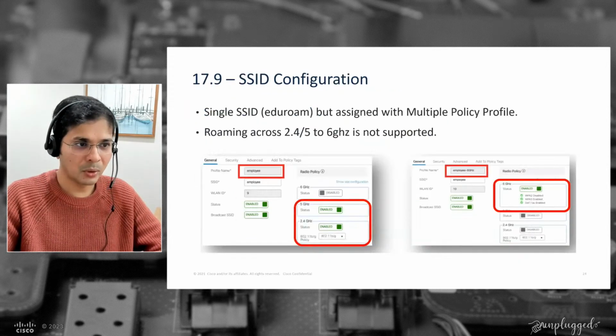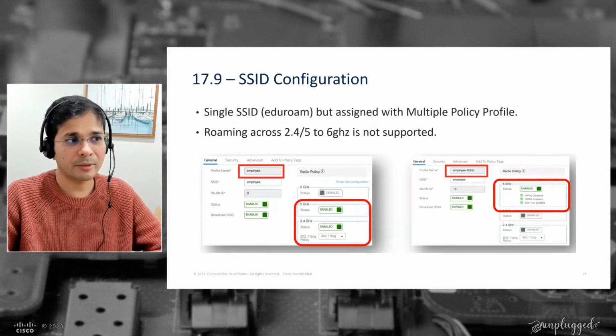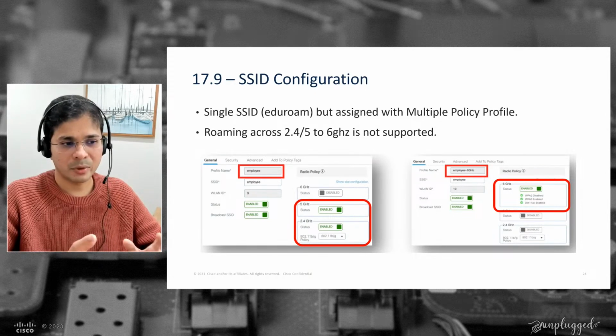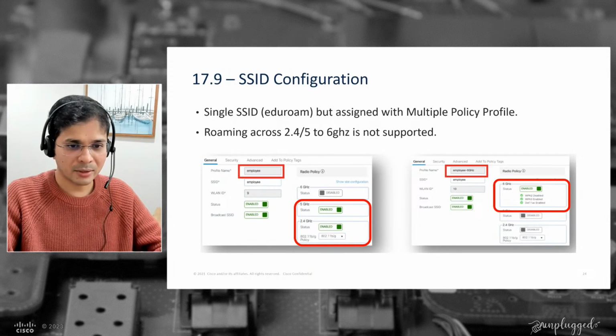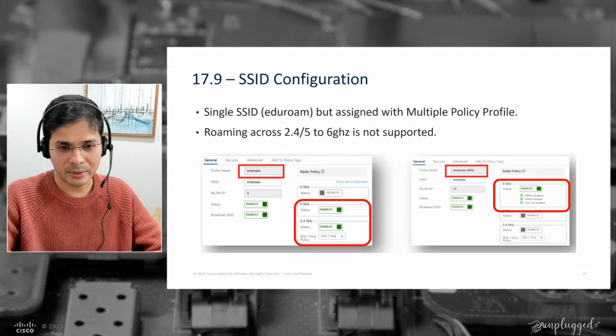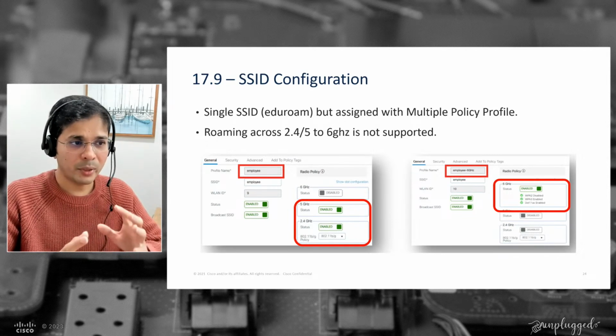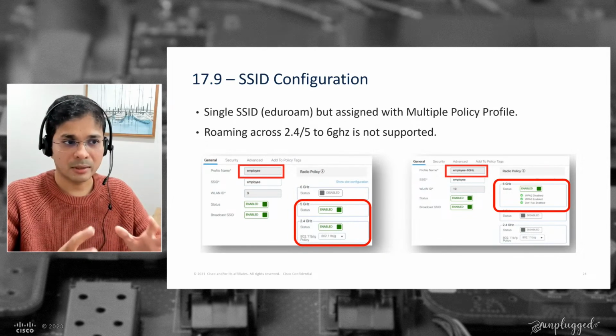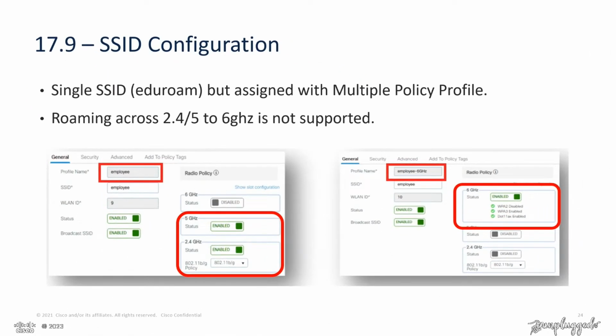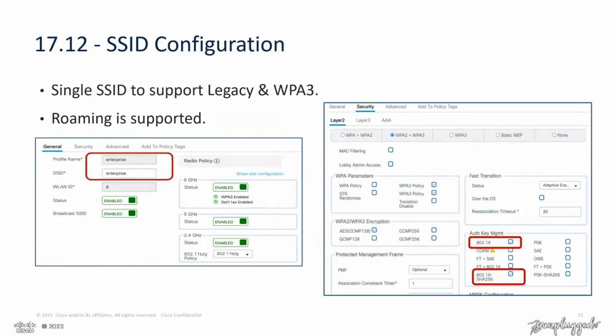As I go through these options today in 17.9, you have to create two or multiple policy profiles to get your existing clients to connect and the new clients to connect in 6 gigahertz. And the roaming between the two bands today is not supported in 17.9. And I feel personally this limitation will get addressed in 17.12, and a lot of customer migrations will solely depend on this configuration that is available in 17.12.